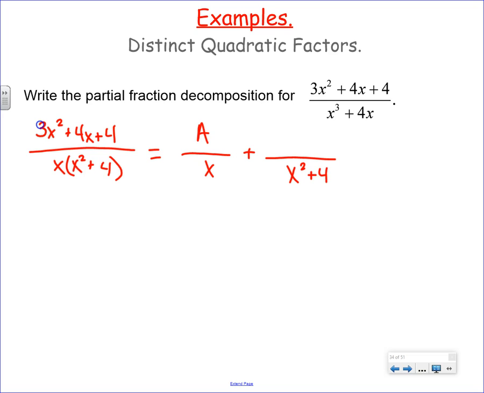But check out what changes. I still make a partial for each one. I still put an A. But what's different, almost, it's not B squared. We wrote this earlier. The numerator for the linear needed to be 1 degree less, which would be a constant. For the quadratic, I need it to be 1 degree less, which will be a linear.